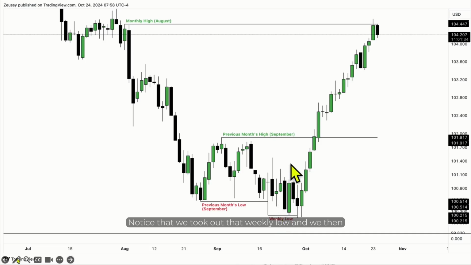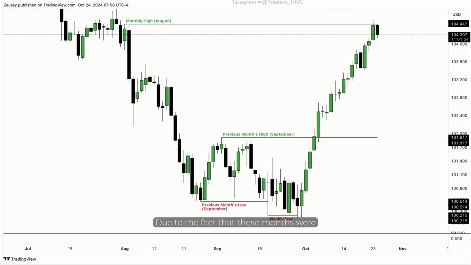Notice that we took out that weekly low and we then began to see the dollar get repriced towards the upside quickly. We saw it begin to run higher. The reason why this run higher was so explosive was due to the fact that a lot of buy-side liquidity had been engineered during the past 2 months. During the month of August, of course, where we saw the dollar drop aggressively, and secondly during the month of September, where the dollar also grinded towards the downside.